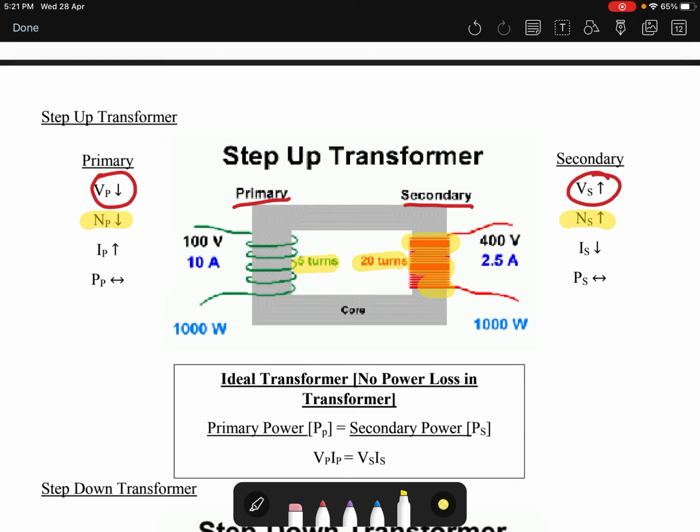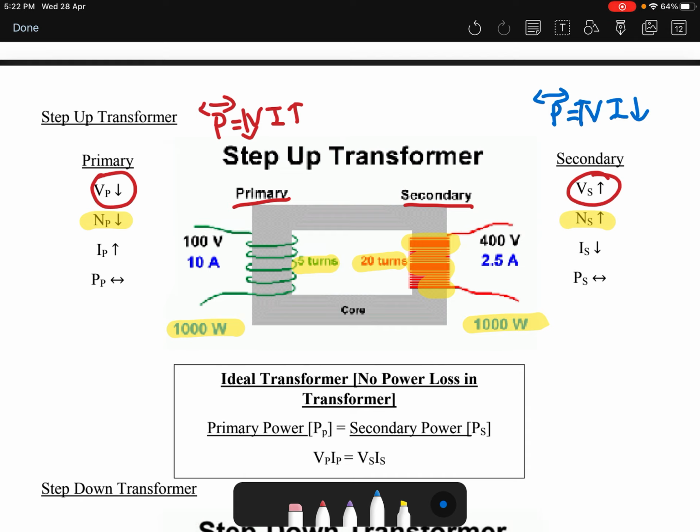Since your power is the same, right? Power is 1000 watts and 1000 watts. So power is equal to VI. If at the primary coil your voltage is low, it means that your current is high. So to compensate one another, your power will be the same. For your secondary coil, same thing, power equals VI. If your voltage is high, it means that your current is low, so that power will be the same.